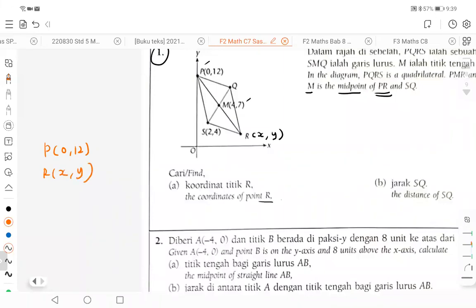Midpoint M is (4, 7), equal to, in the bracket, midpoint: plus divided by 2. Substitute with the numbers. 0 plus x is x. You can write 0 plus x also. Comma, 12 plus y divided by 2.